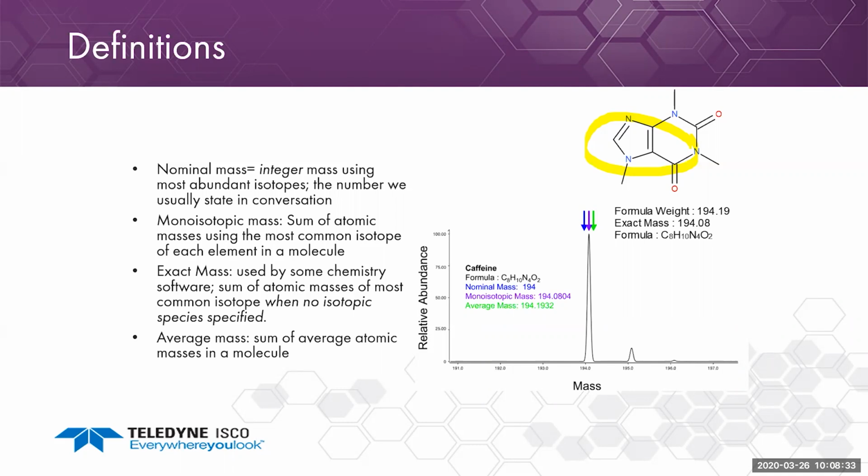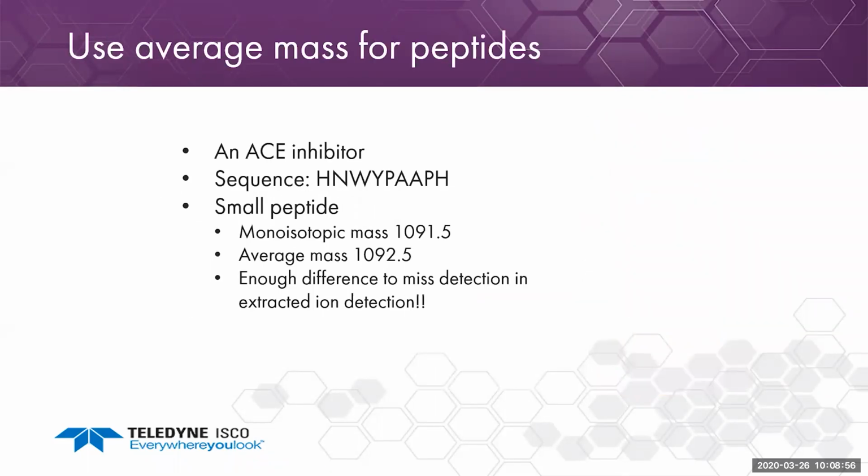So why are we concerned about this? For small molecules, you generally want to use the monoisotopic mass for detection because that matches the peak. Here's our caffeine, and then we have a couple of isotopic peaks out over here. Its average mass is actually a little bit larger because of these isotopes. Now let's look at a fairly small peptide, this ACE inhibitor, whose monoisotopic mass is 1091. Its average mass is 1092.2, or an entire Dalton different. And that's enough difference to miss the mass detection in extracted ion detection, which we'll talk about.